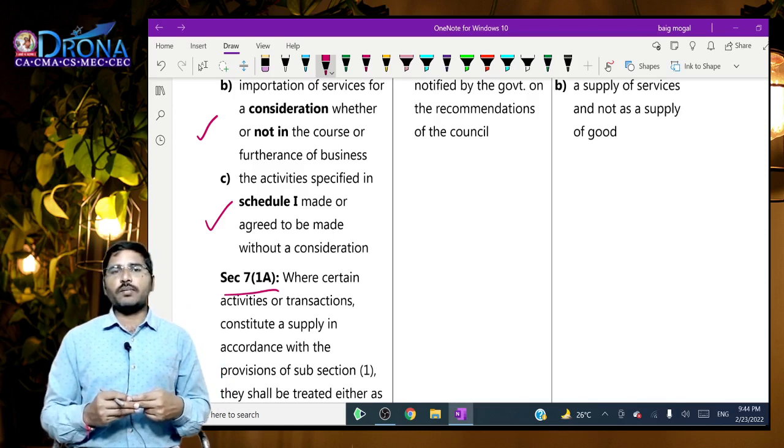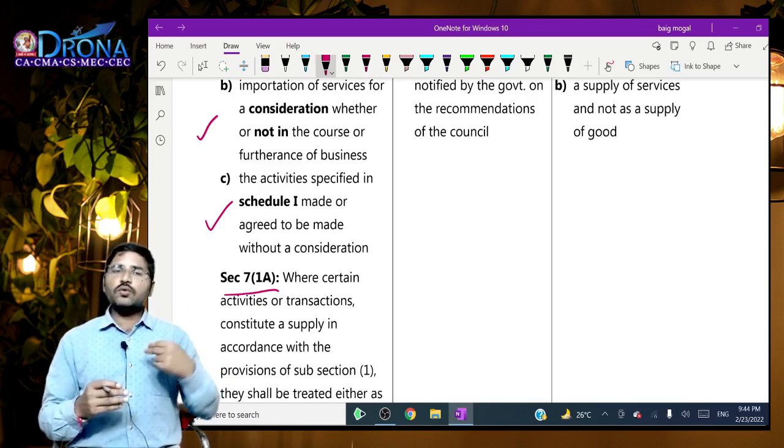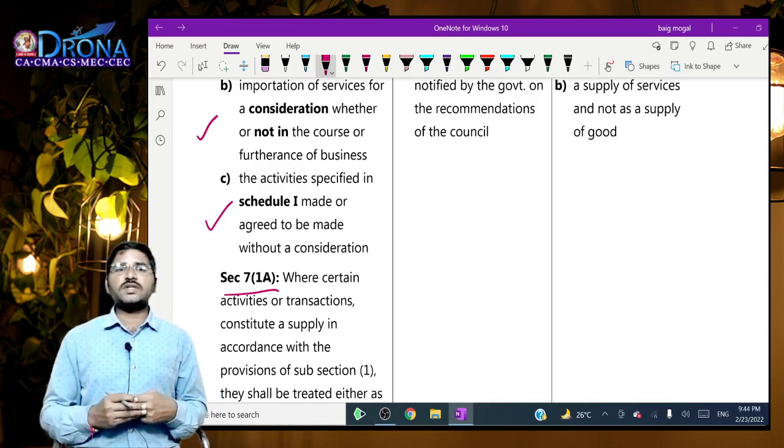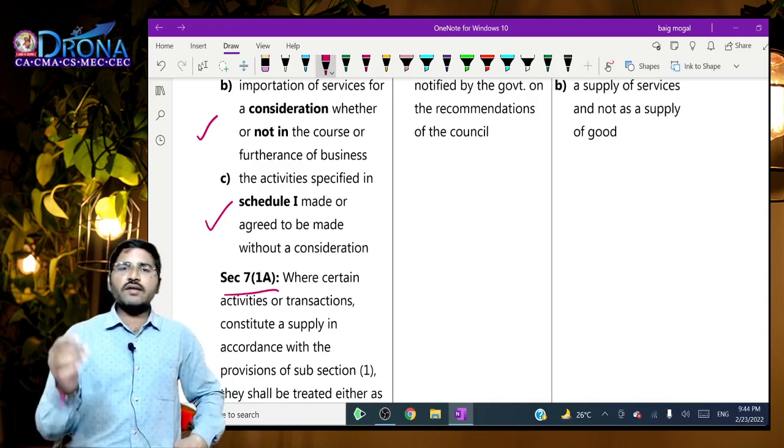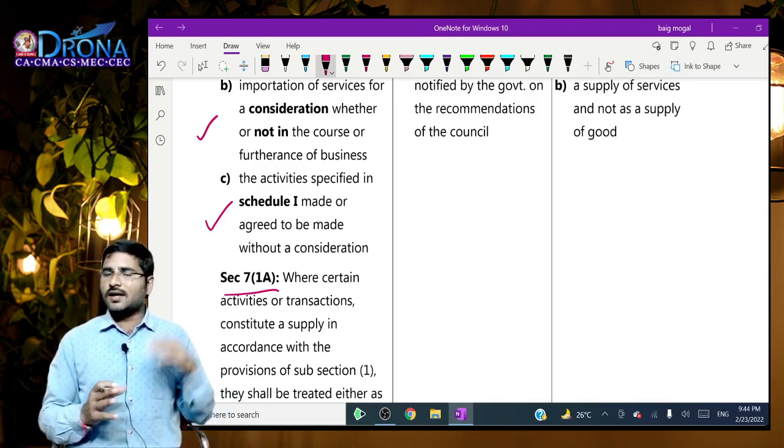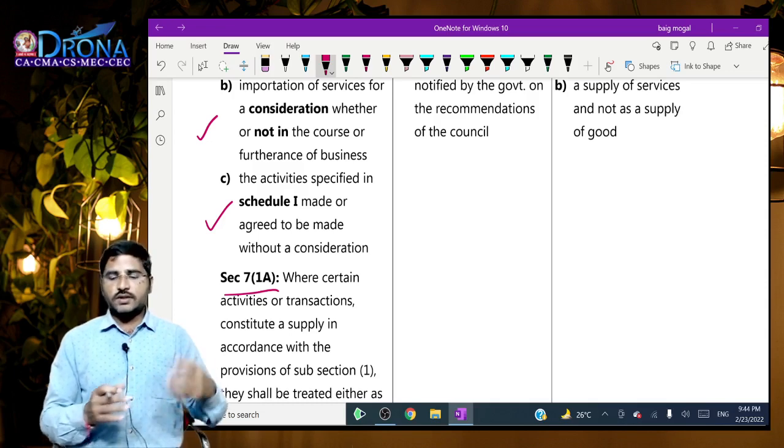And next, composite supply. Supply of food or beverages for human consumption. Actually, it is a composite supply. Apart from the delivery of the service, good is also delivered. But for the purpose of the GST Act, we have to presume as per Schedule 2 that it is a supply of the service. So likewise, you can identify various transactions in Section 7, subsection 1A, read with Schedule 2.